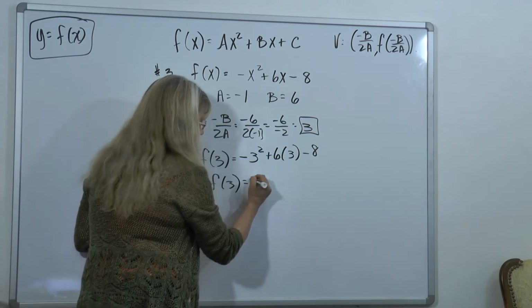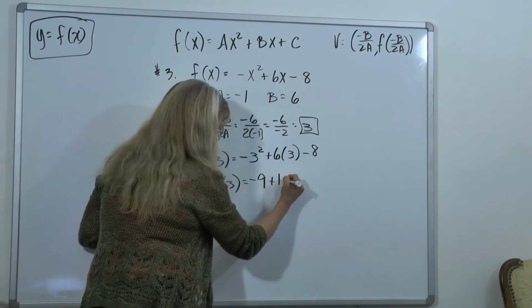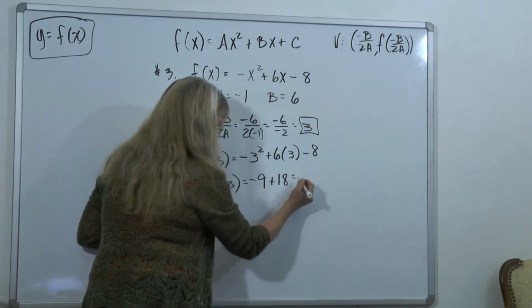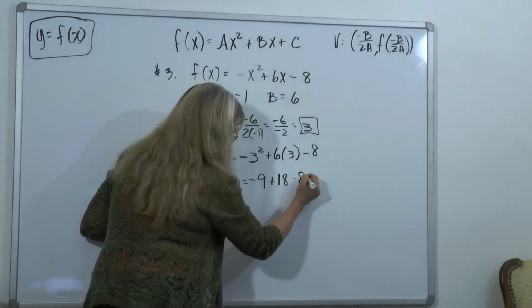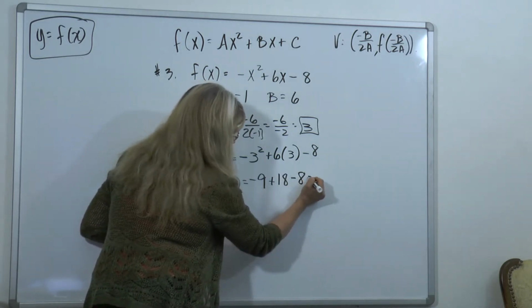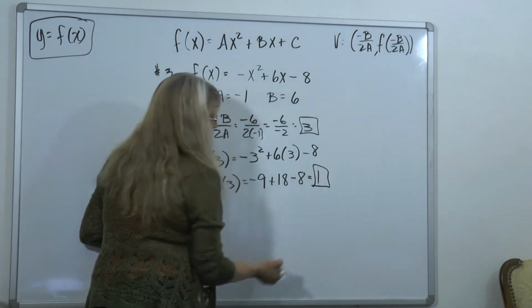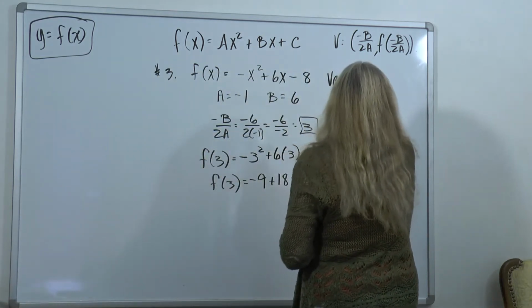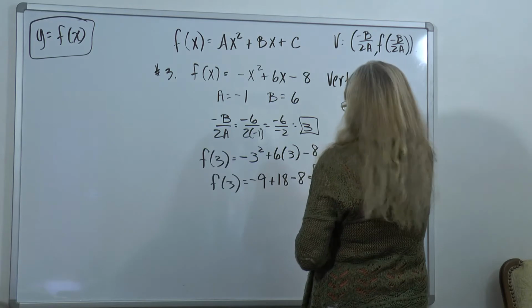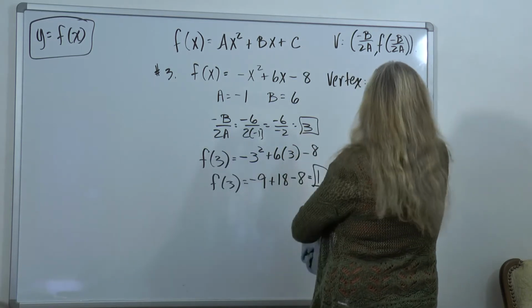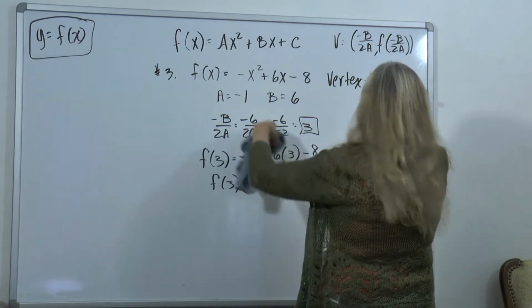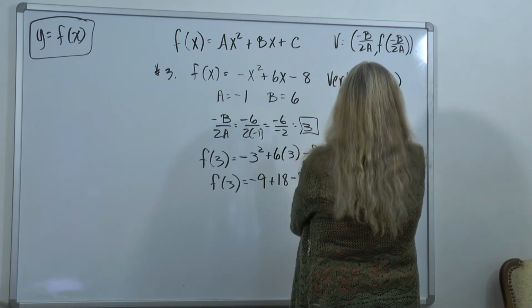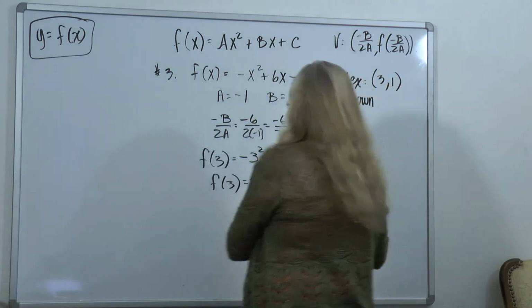So this then is negative 9 plus 18, so that's a positive 9. Oops. Positive 9 minus 8 is 1. So that's the y part of our vertex. This time I won't erase the formula. Okay, so our vertex is 3, 1, and since a is negative, it's going to open down.